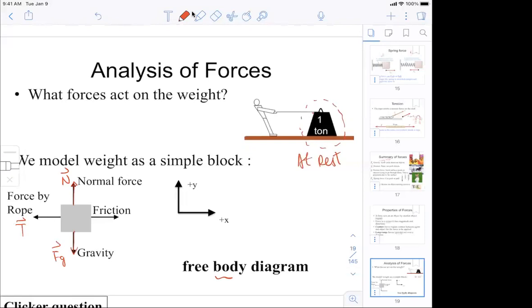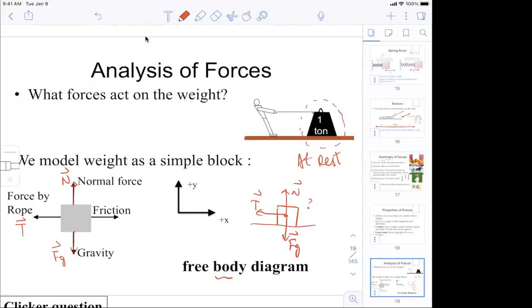Now, how do I know there is a friction? Would it be okay if I draw this weight as F of G, normal, and tension, and be done with it? Would that be correct? Didn't specify if the surface had friction. I'm sorry, Eric, can you say again? I don't think the question specified if the surface has friction.